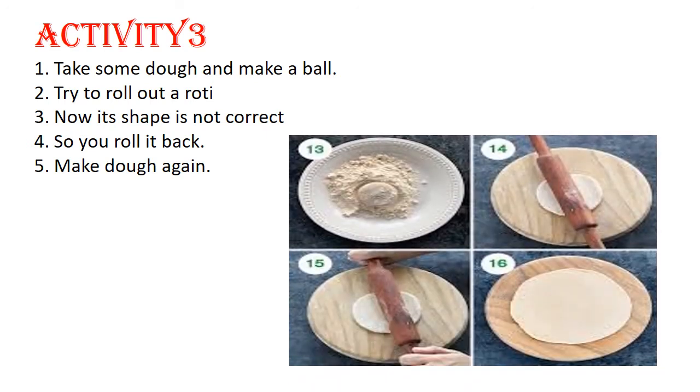Can you see? Picture number 13. What is there? You get the dough and you make a ball. And then you roll it out and make a roti. Now in this picture the shape of the roti, or the chapati, is correct. But when we are making it, sometimes the shape may not be correct. So what you do, you don't want that shape, so again you roll it and you can make the dough and get the dough back.